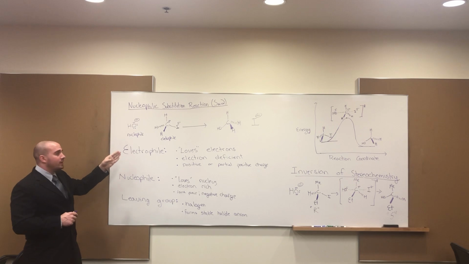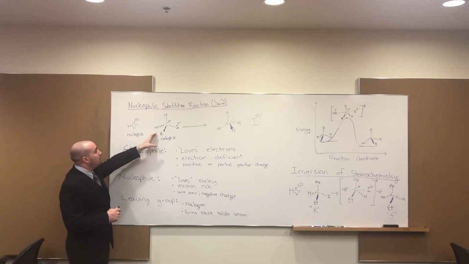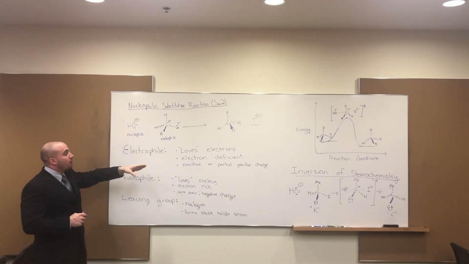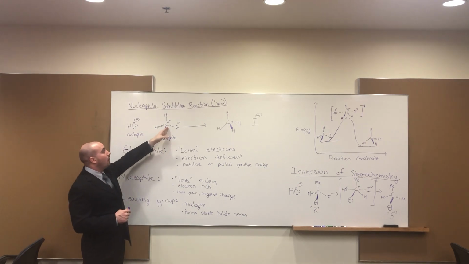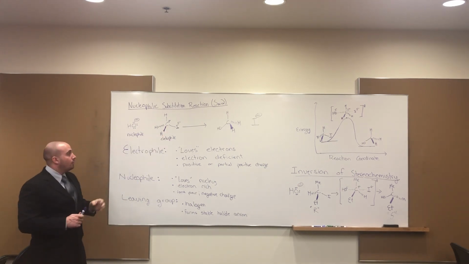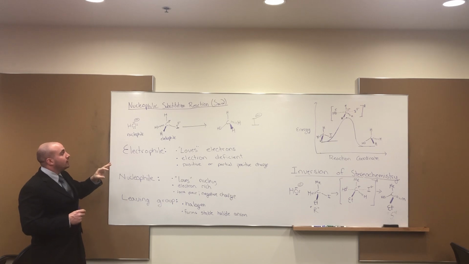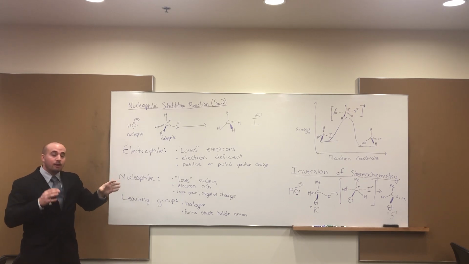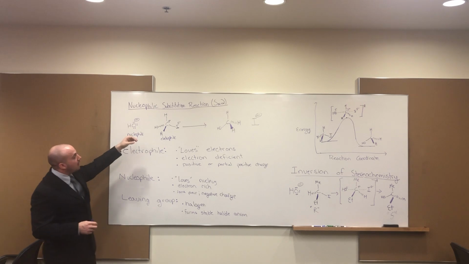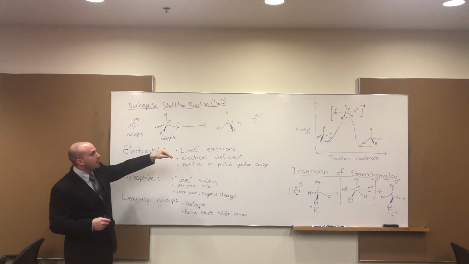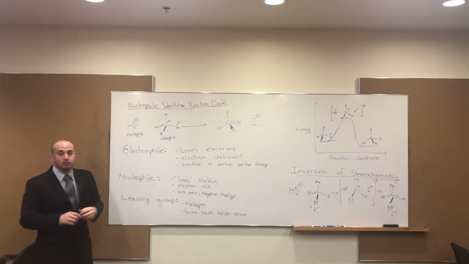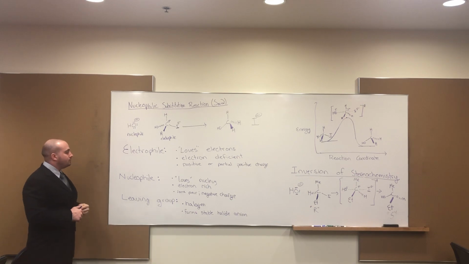For the reaction that we're looking at today, our electrophile will be methyl iodide. And this partial positive charge is located on the carbon center. The partial positive charge comes from the electronegativity difference between the carbon and the iodide, which creates a dipole moment in the direction of the iodide that results in a partial positive charge.